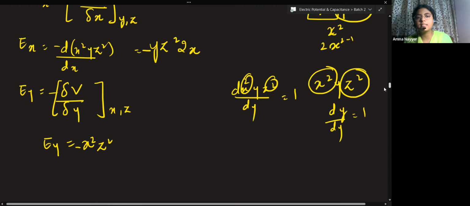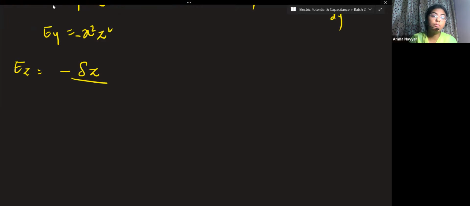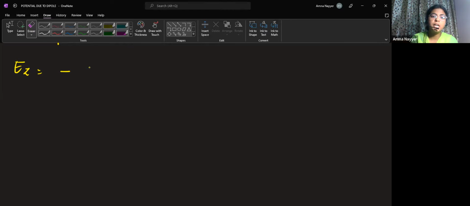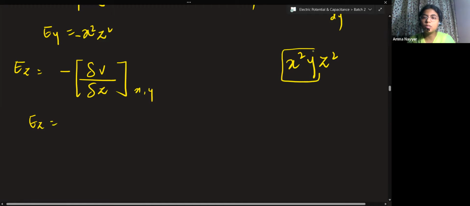Let's take the example of the z-axis. If you are calculating it for the z-axis, Ez will be the partial differentiation of voltage with respect to z. Now you are differentiating the z component, so x and y act as constants for you. See, what was our expression? X square y z square. X is a constant for you. Y is a constant for you. This constant term will come out: x square y. What is left now? Z square is left. You are differentiating z square.